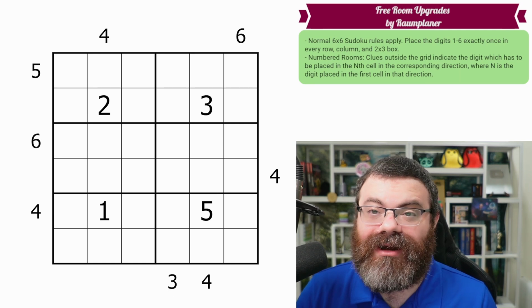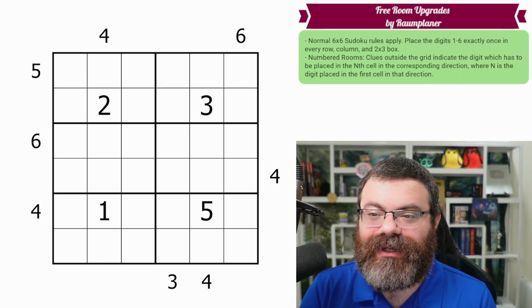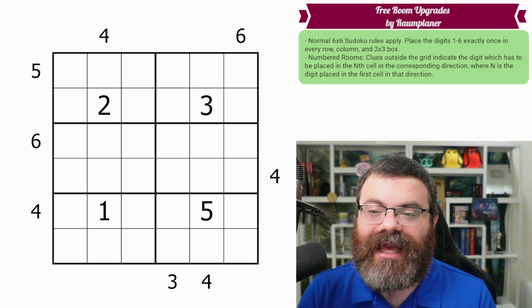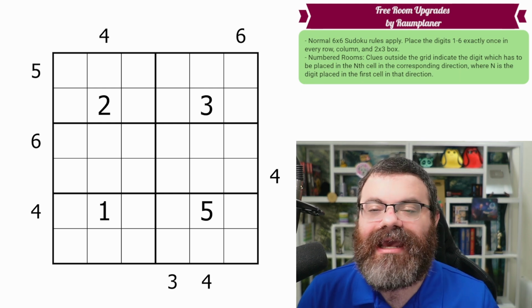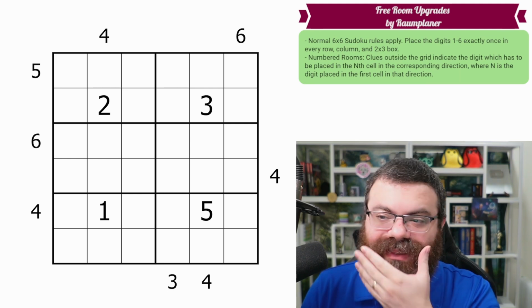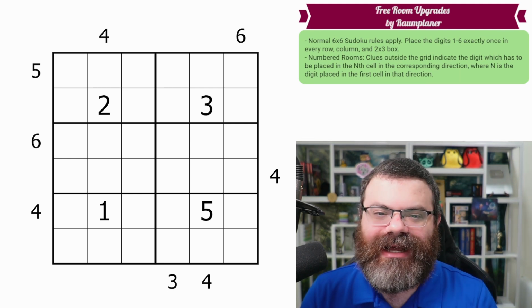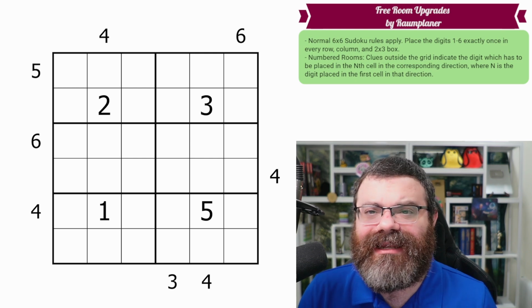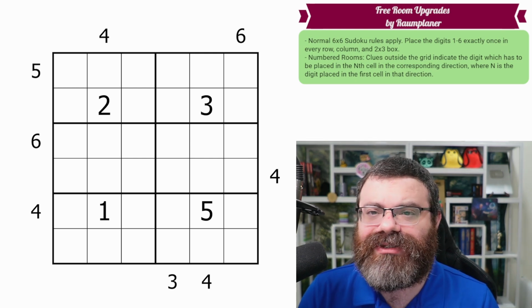So this starts our September theme week, which is going to be numbered rooms. Every puzzle this week will have the numbered rooms constraint, and other than this puzzle, we'll also have an additional constraint to interact with that. So look forward to doing numbered rooms all week. It is basically an indexing constraint, but it's kind of one of the easier ones to understand.